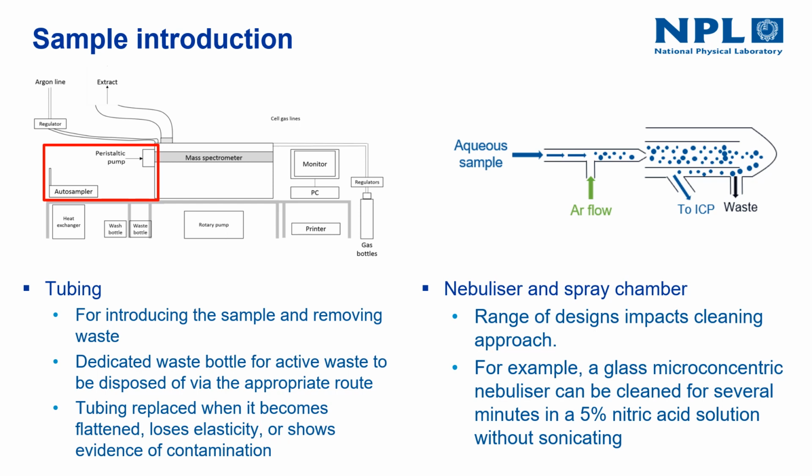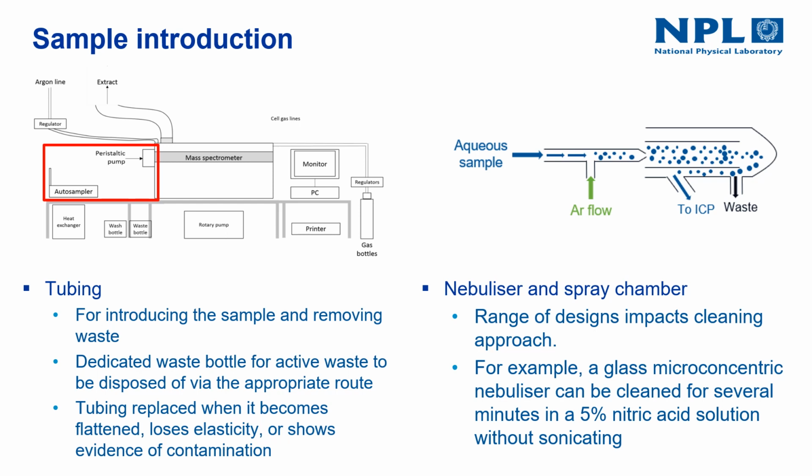After the autosampler probe, we have the sample introduction system, where the typically aqueous sample is introduced to the inductively coupled plasma in the torch. Now, typically plastic tubing is used for this, and similar tubing is used for removing any material that is not used into the waste. It's good practice to use a dedicated waste bottle for active waste that can then be disposed of via the appropriate waste route. That will depend on the activity of the samples that you are measuring.